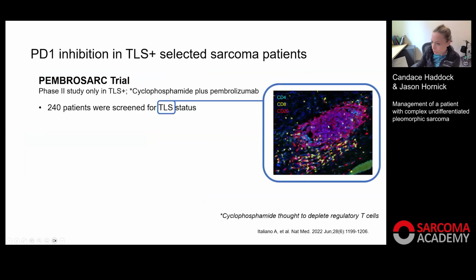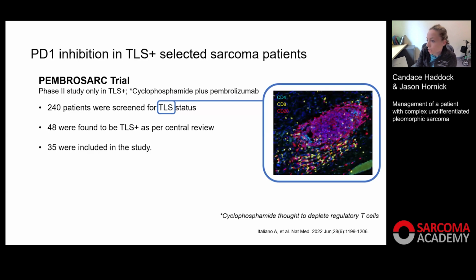So is this a biomarker for immune checkpoint inhibitors? Well, that was investigated in the Pembro-Sarc trial, which was looking at a low-dose cyclophosphamide, which was thought to deplete the regulatory T cells and then introduce pembrolizumab. And the study incorporated TLS as a biomarker later on. They screened 240 patients for TLS and 48 were positive for tertiary lymphoid structures, and 35 of those were included in the study, and that included the histologies shown here.